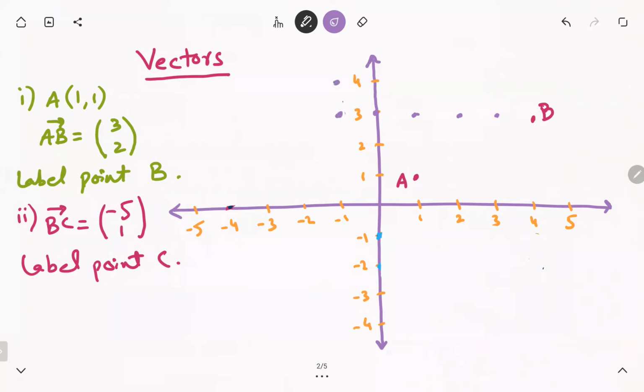You came like this, 5 units left, and went up 1 unit up. So the coordinates of C should be (-1, 4). Is that fine? Third part, find the vector CA.